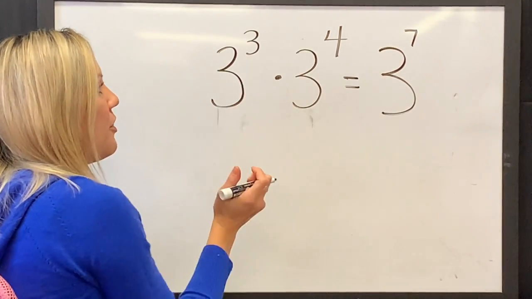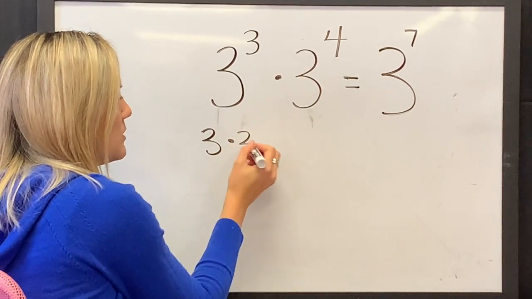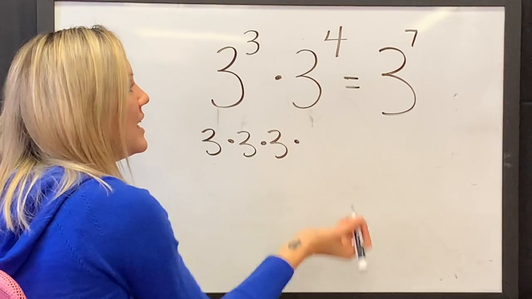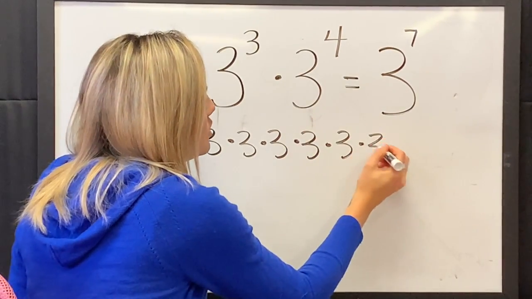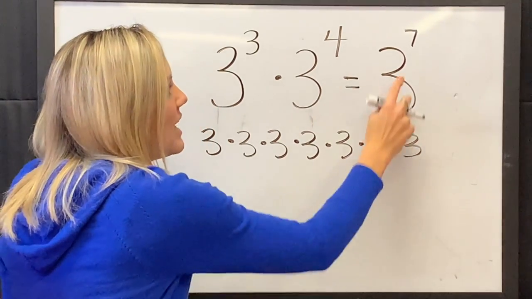Remember, 3 to the 3rd power, or 3 cubed, is the same as writing 3 times 3 times 3, and then 3 to the 4th power is the same as writing 3 times 3 times 3 times 3, which would give us a total of 7 3s.